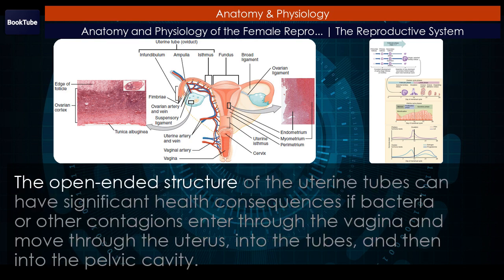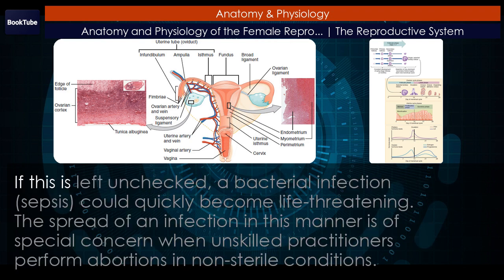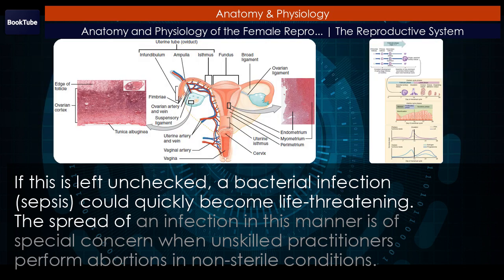The open-ended structure of the uterine tubes can have significant health consequences if bacteria or other contagions enter through the vagina and move through the uterus, into the tubes, and then into the pelvic cavity. If this is left unchecked, a bacterial infection, sepsis, could quickly become life-threatening. The spread of an infection in this manner is of special concern when unskilled practitioners perform abortions in non-sterile conditions.